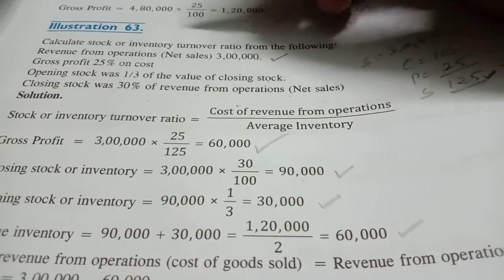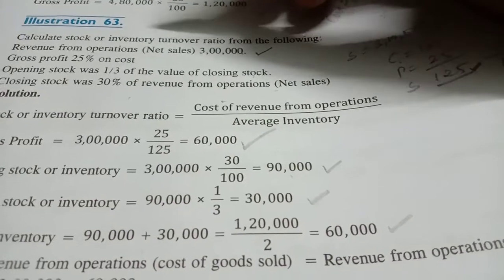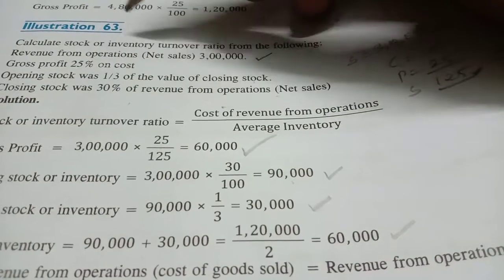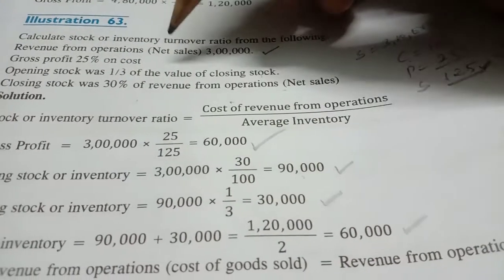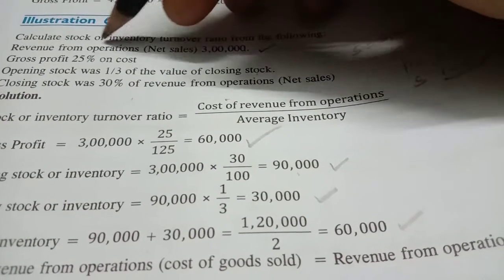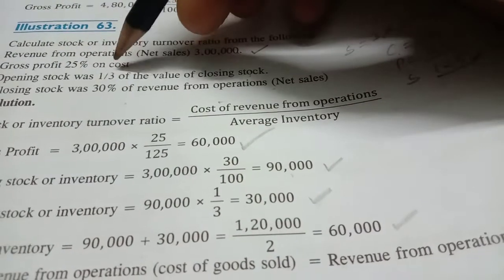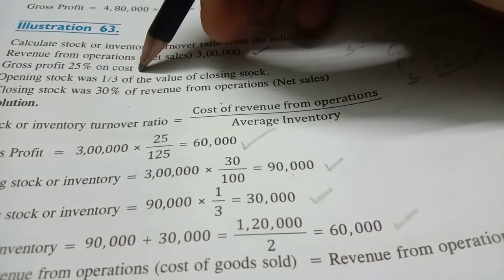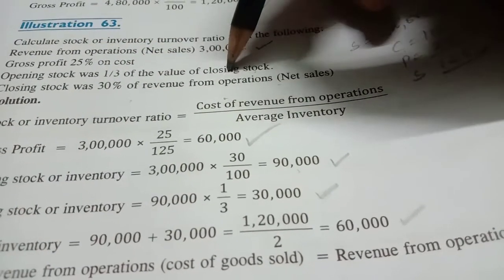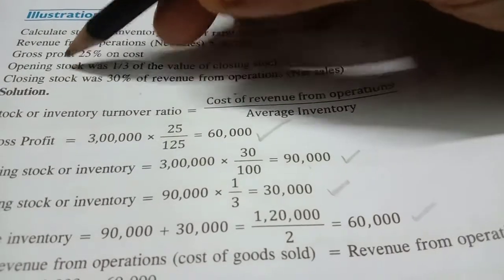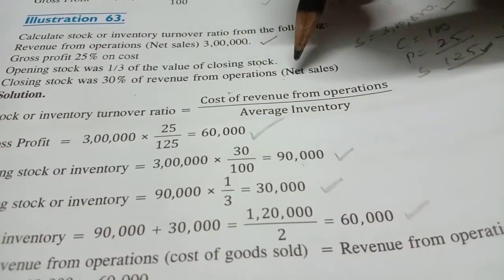So now we are going to continue the stock turnover ratio. See the sum. They asked to calculate the stock or inventory turnover ratio. So what are all the information given? That is net sales, revenue from operations 3 lakhs, gross profit 25% on cost. Opening stock was 1/3 of the value of the closing stock, and closing stock was 30% of revenue from operations, that is net sales.